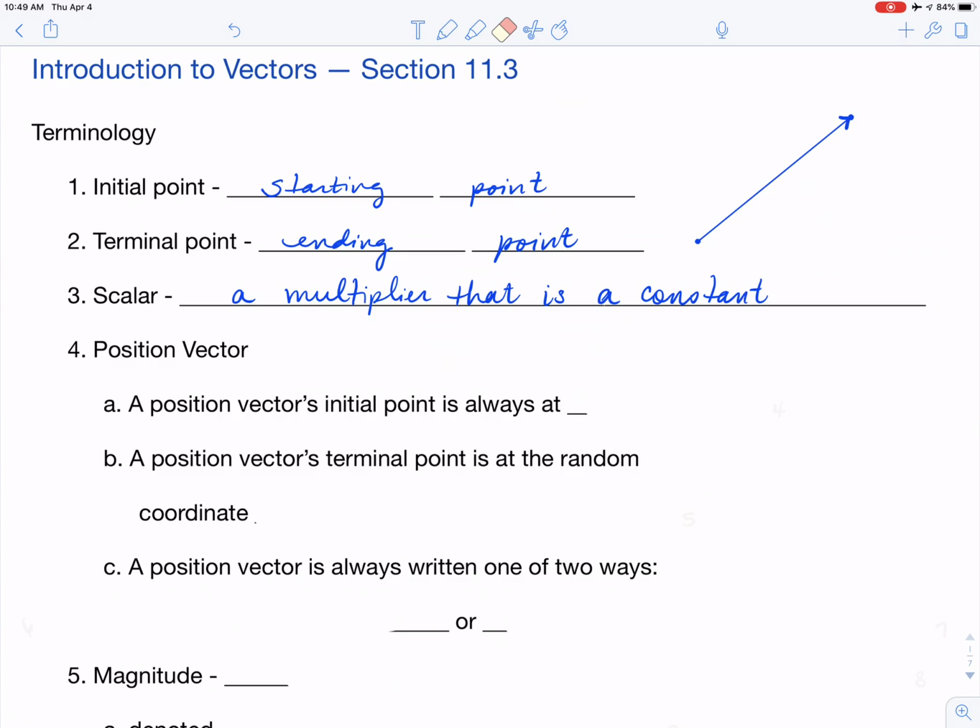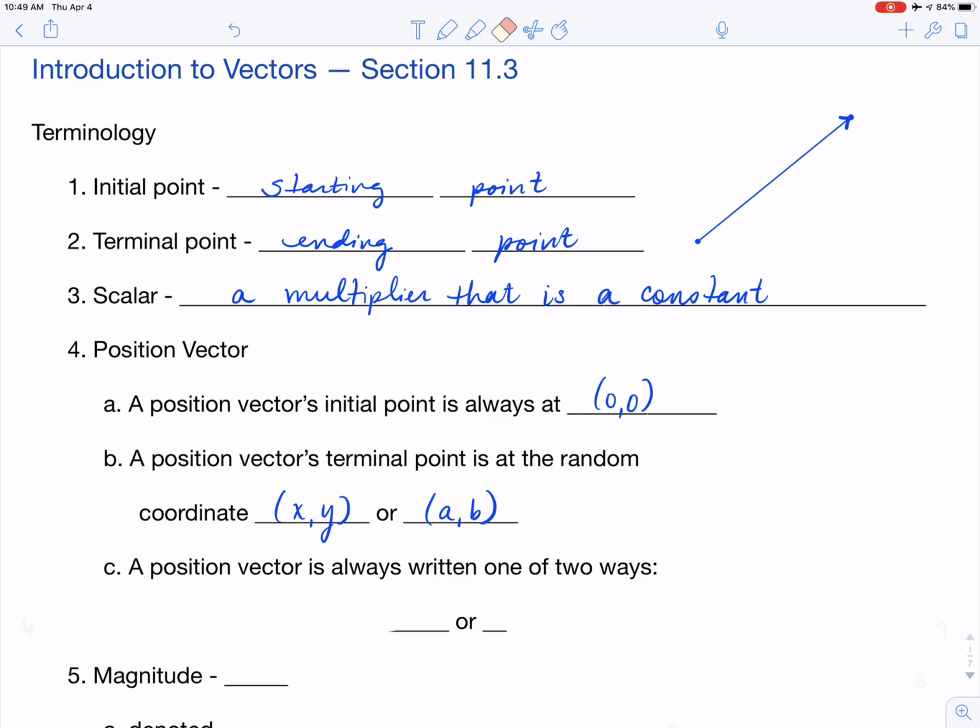Then let's talk about a special type of vector called the position vector. The position vector has a couple of properties. The first thing is that the initial point of a position vector is always going to be at the origin. Secondly, the terminal point is always going to be at a random coordinate, and I'm going to say that that coordinate is either going to be marked with an x, y or an a, b.